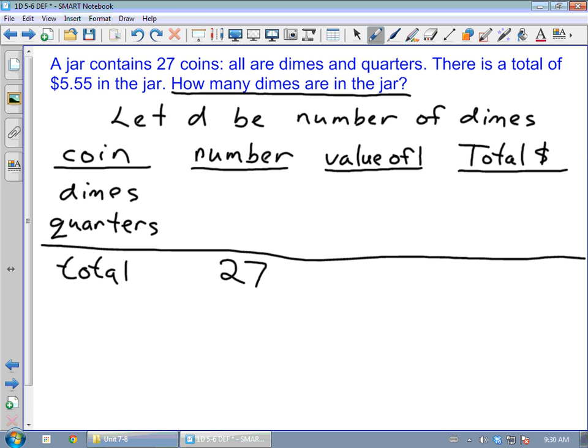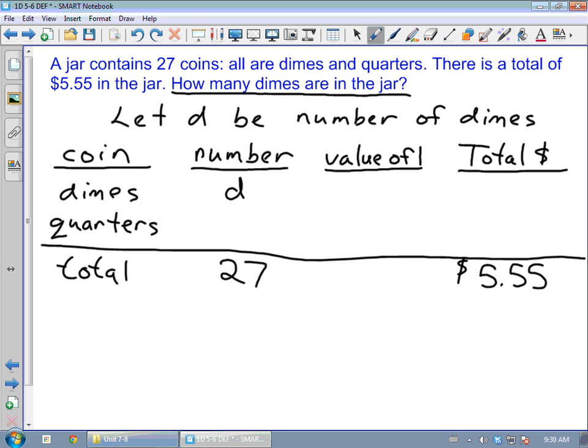That's the total number of coins that we have. We're also told the total dollar value of all of these things, $5.55. Now, how many dimes do we have? We don't know. We've already let D be the number of dimes, so I'm going to put D in there for the number of dimes.